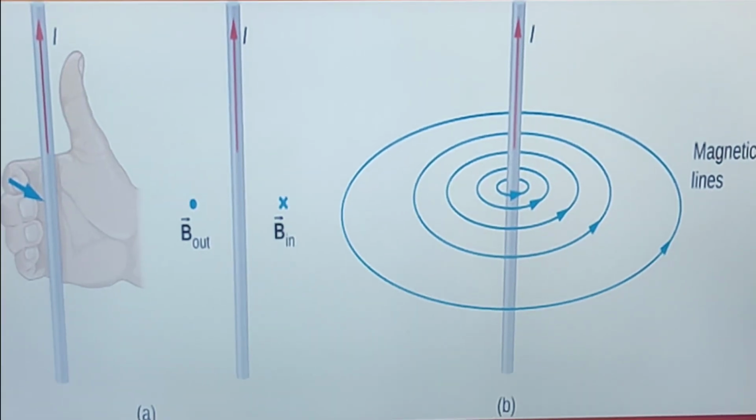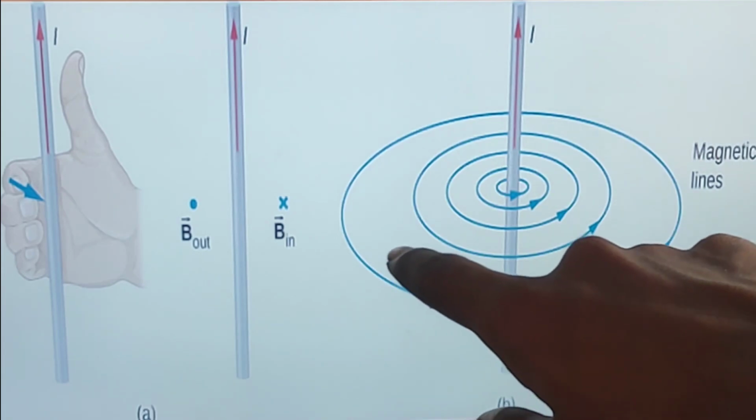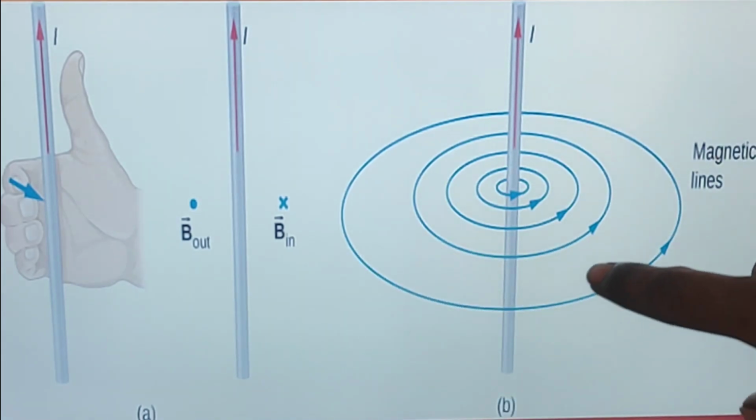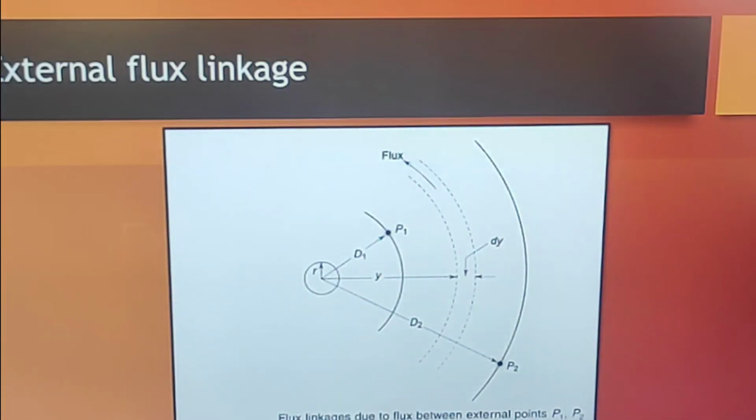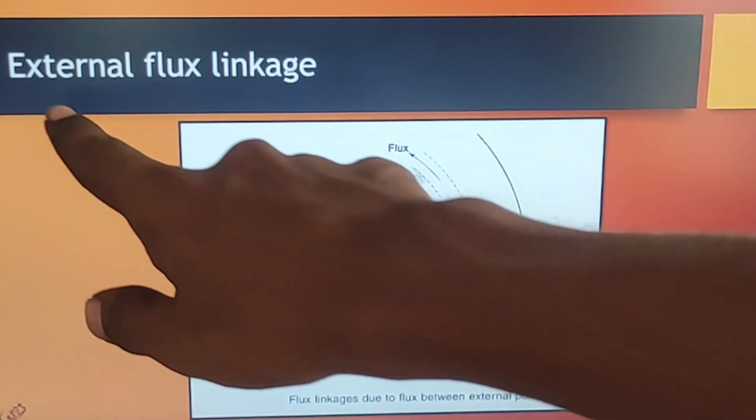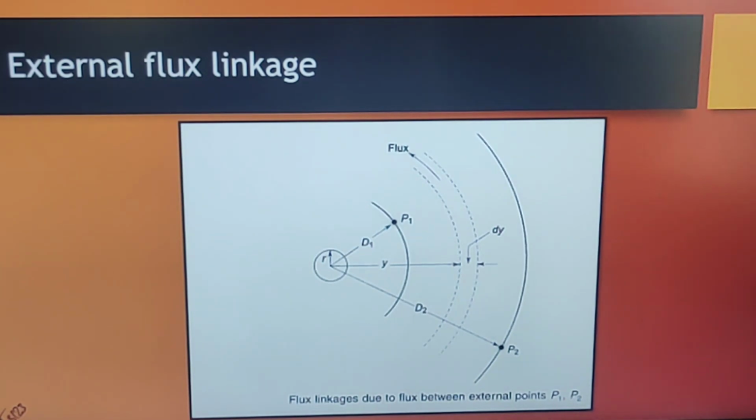Whenever a conductor is carrying some current, it produces a magnetic field around it. That magnetic field will be produced around the conductor and inside of the conductor. We have already derived the expression for internal flux linkage because of the flux that is present inside of the conductor, and now we are going to derive the expression for the field that is present outside of the conductor. That means the flux present outside of the conductor and its flux linkage, which is called external flux linkage.